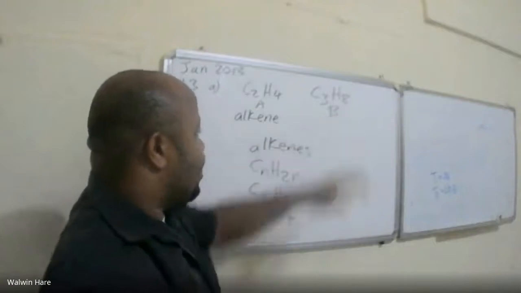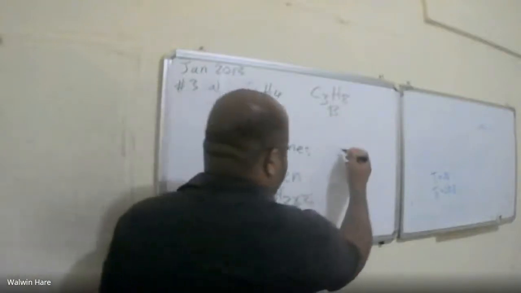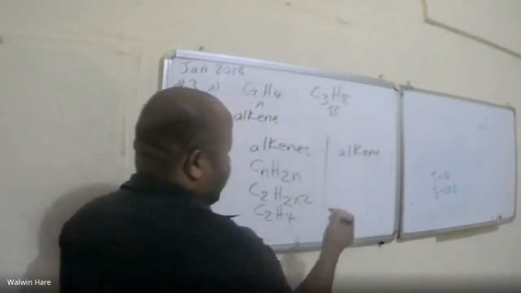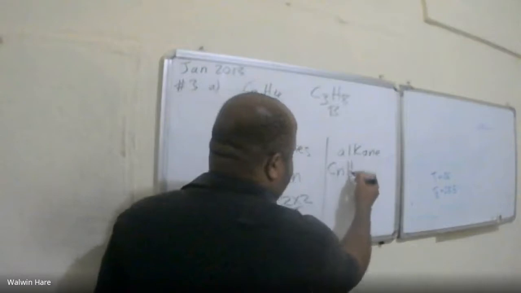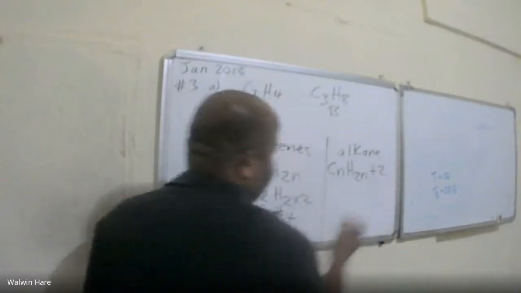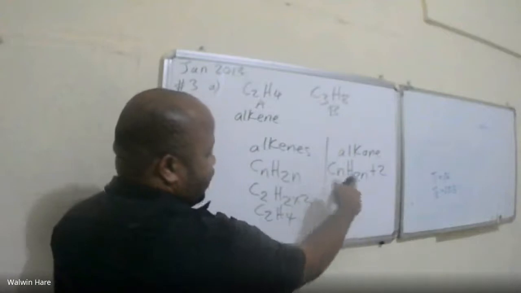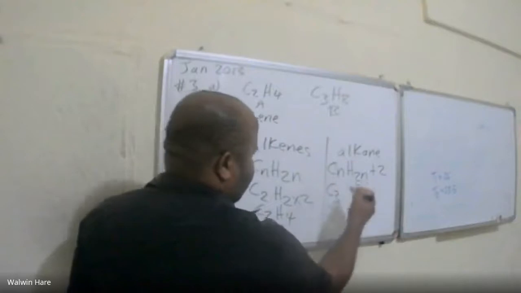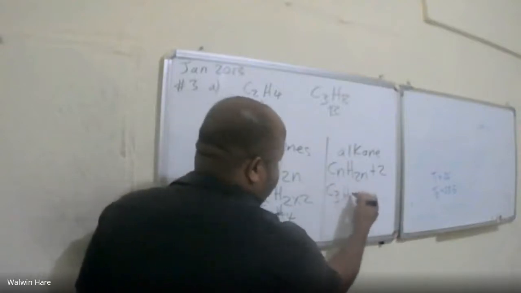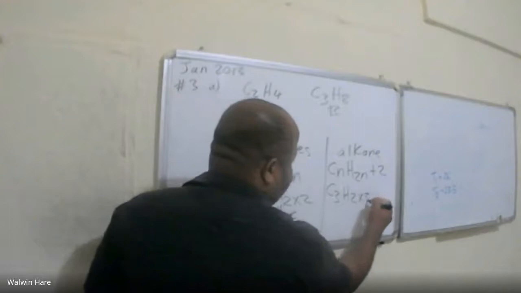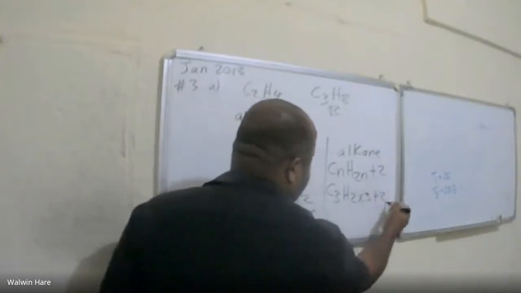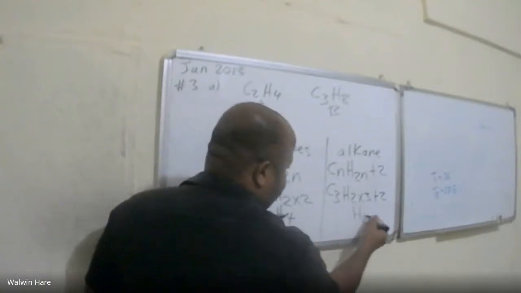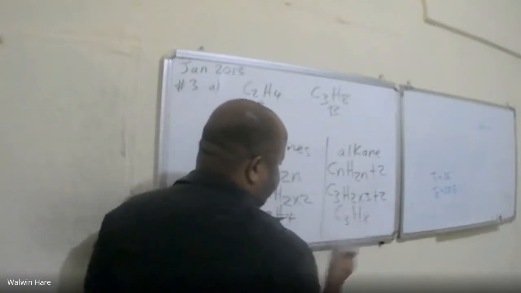And compound B is the alkane. The general formula for the alkane is CnH2n+2. Again, n is the amount of carbons. So we have 3 carbons, so the hydrogens are 2 times 3 plus 2. 2 times 3 is 6, and 6 and 2 is 8. So we have a total of 8 hydrogens, so C3H8.